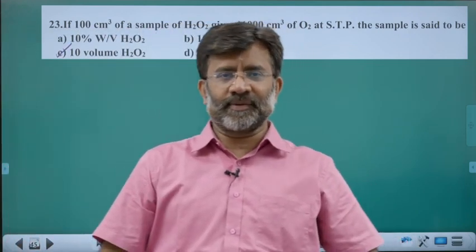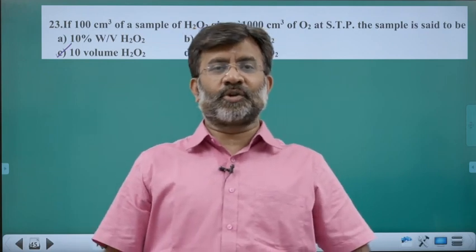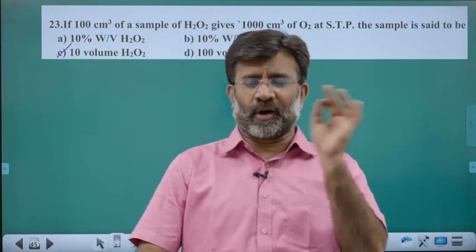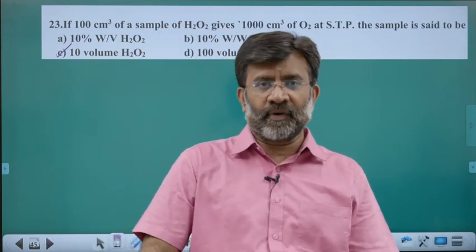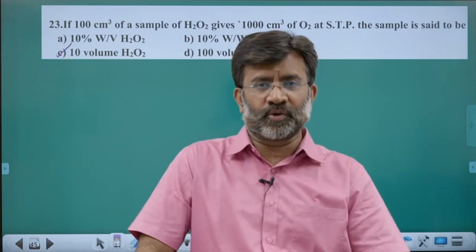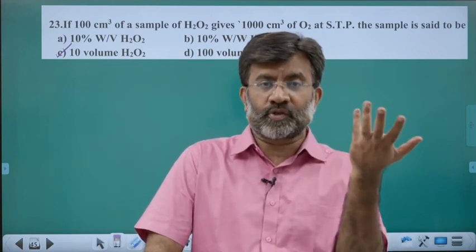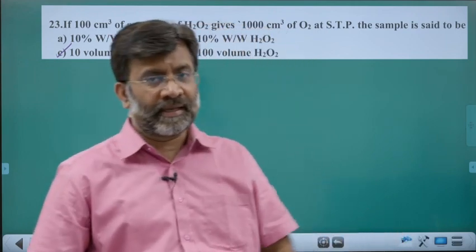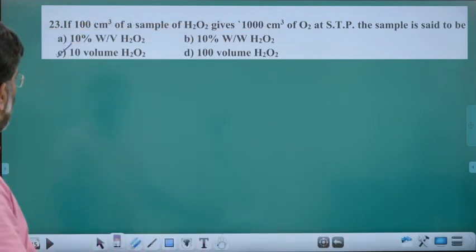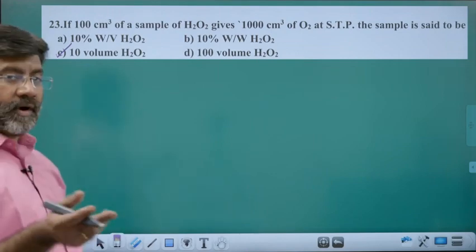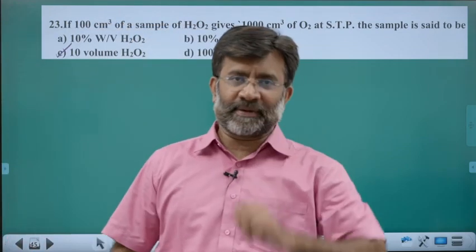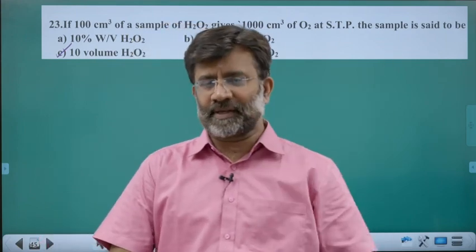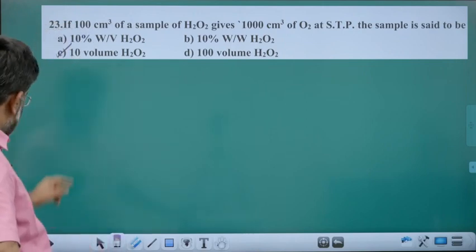100 centimeter cube of H2O2 produces 1000 centimeter cube of oxygen. Therefore, 1 centimeter cube of H2O2 will produce how much oxygen? That is called volume strength. It is 10 volume. And 100 volume is 30 percent, 10 volume is 3 percent. So the answer is option C.